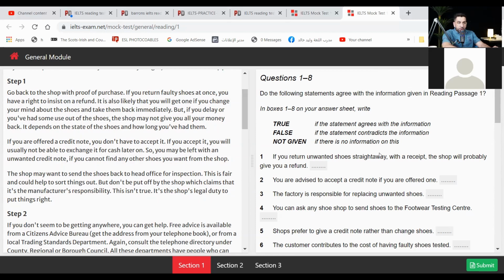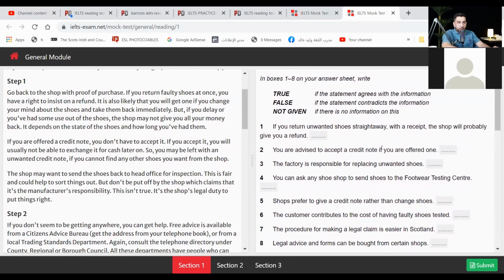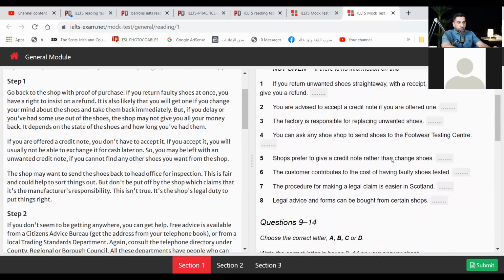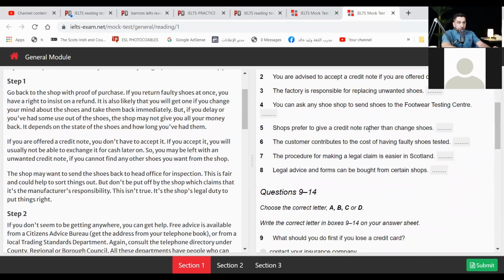If you return unwanted shoes with a receipt, the shop will probably give you a refund. Your advice to accept a credit note if you are offered one. The factory is responsible for replacing unwanted shoes. You can ask any shoe shop to send shoes to the footwear testing center. Shops prefer to give blah blah blah.